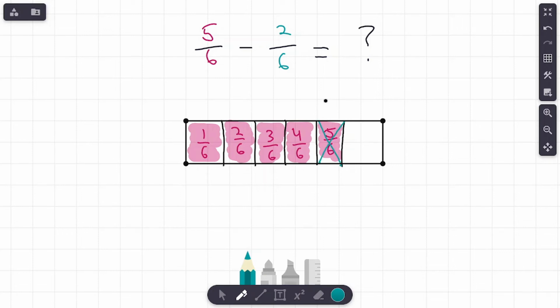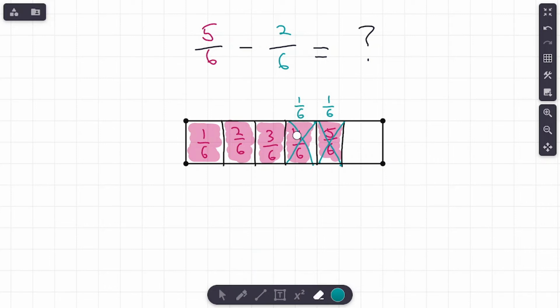There's 1/6 I just took away. There's 2/6 I just took away. Notice I took away a 1/6. I took away another 1/6. Both of these here are 2/6. Okay, that's what I want you to notice. We took these two away. When we marked them out, we were taking it away.